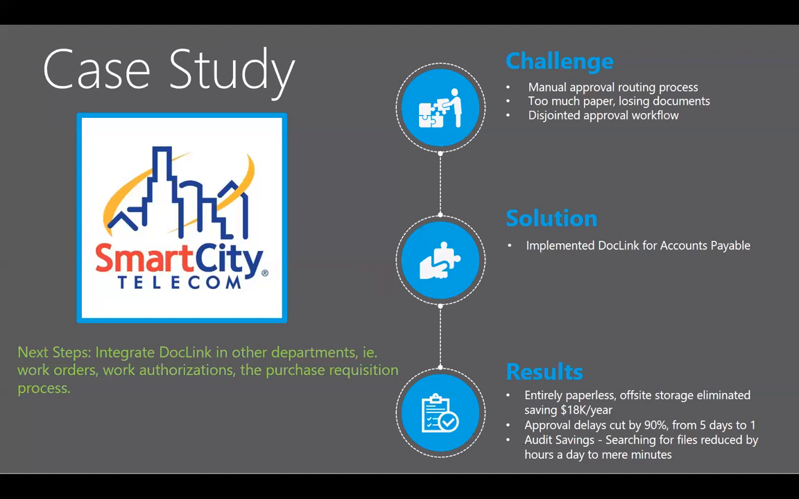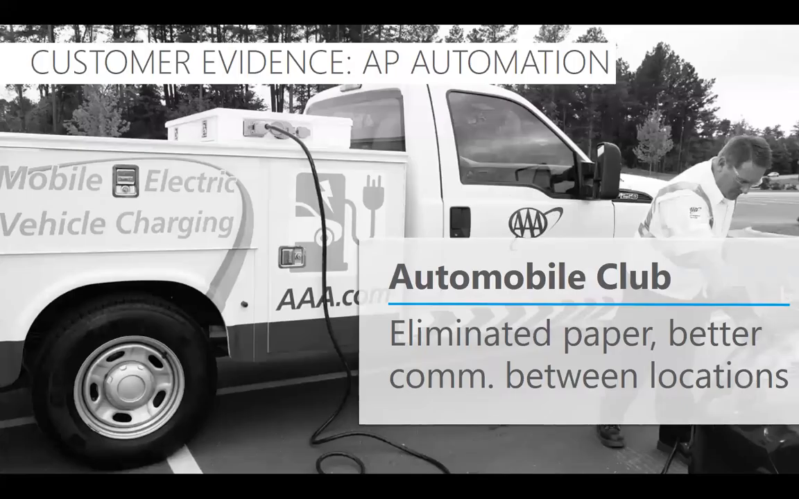Approval delays were cut by 90%, from 5 days to 1. They saved hundreds of hours in terms of keying invoices into the system every month. I think they were processing somewhere around 4,000 invoices per month, and definitely saved time in their audits as well. So they were able to realize savings in time and costs with their annual audits as well.